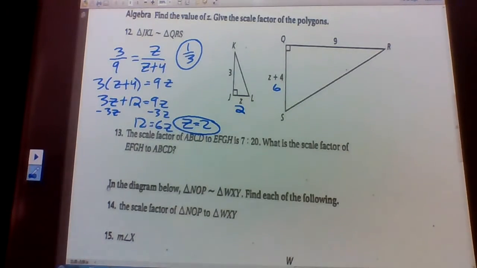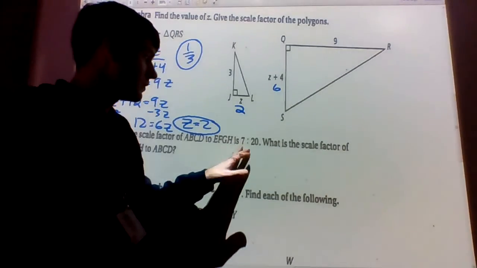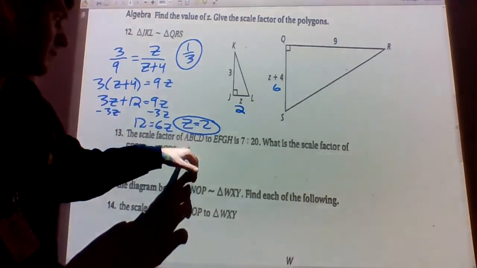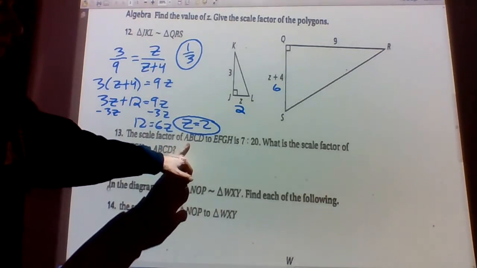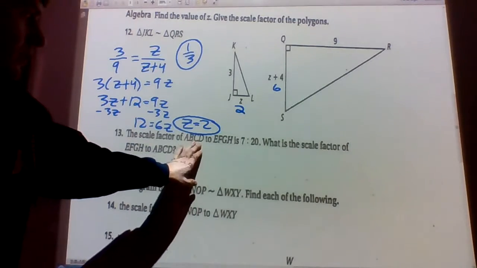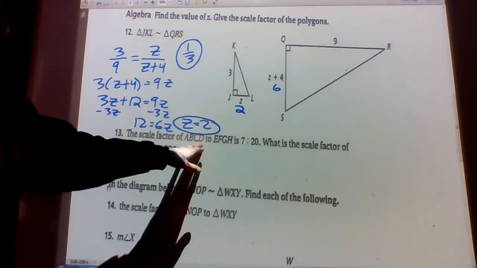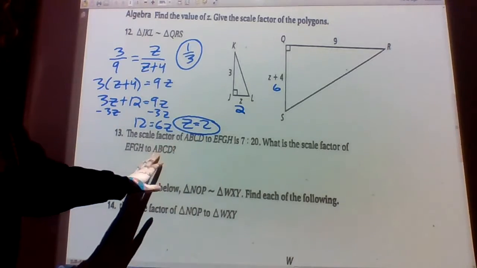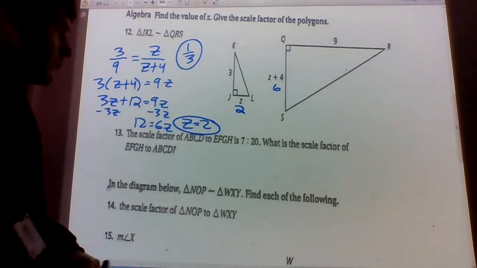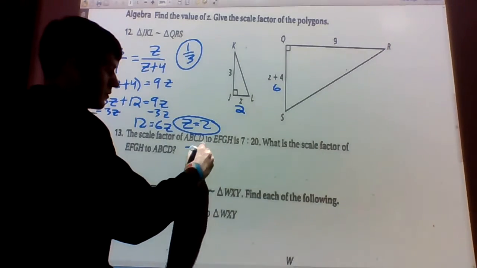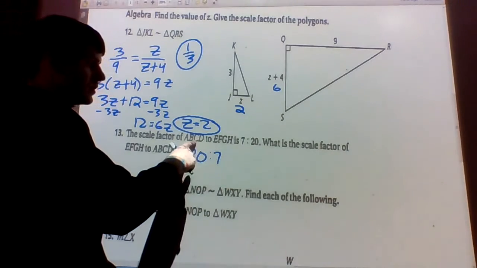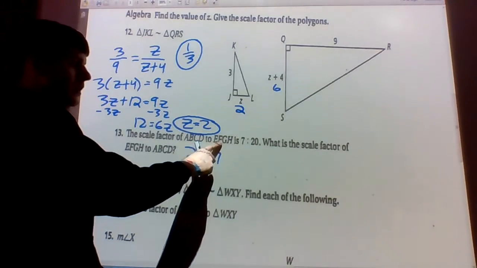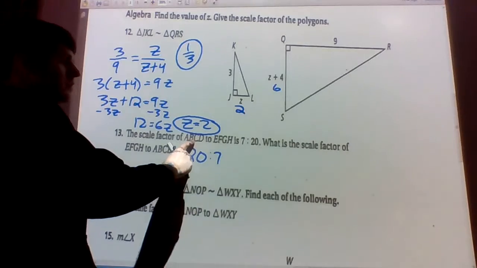The scale factor from ABCD to EFG is 7 to 20. So that means that this one is 7/20ths the size of this one. Okay. So the scale factor the other way is going to be reversed. It's going to be 20 over 7. Okay, this one's 7/20ths the size of this one, then this one is 20/7ths the size of that one.